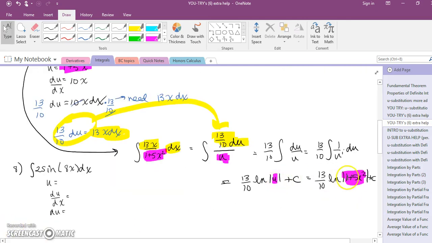Remember, you always have to go back to your x talk whenever you're doing an indefinite integral, which doesn't have the lower and upper bounds.